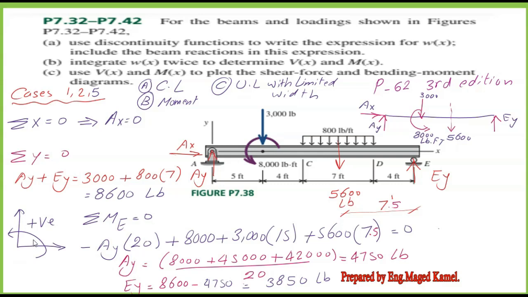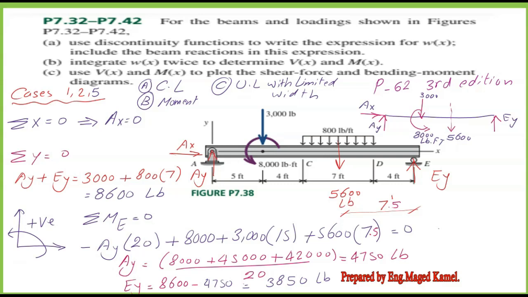It is required in Part A to use the discontinuity function to write the expression for load W of x and to include the beam reaction in the expression. In Part B, it is required to integrate W of x twice to determine V of x and M of x, while in Part C, it is needed to use V of x and M of x to plot shear force and bending moment diagrams.